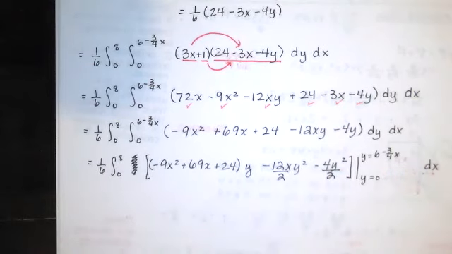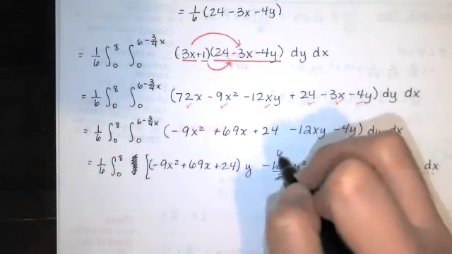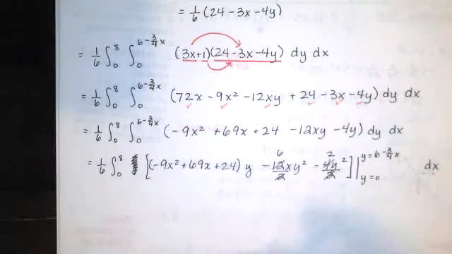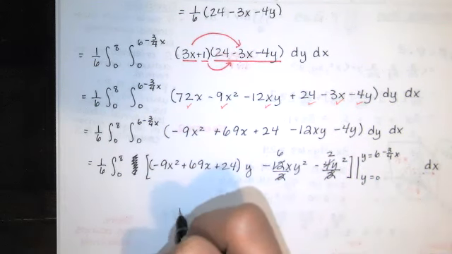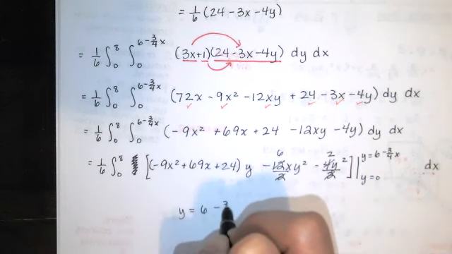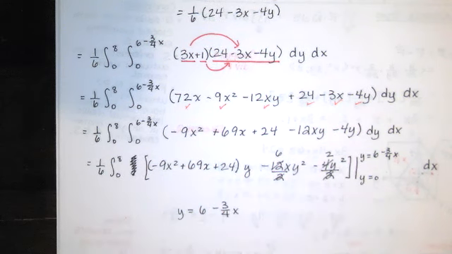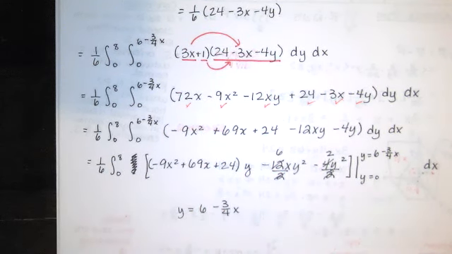And then we apply the fundamental theorem. So we'll plug that y value in and that y value in, and we'll subtract. Of course, these can be simplified. That's a 6, that's a 2. Now this 6 minus 3/4 of x, I think I want to factor out a constant with that as well.